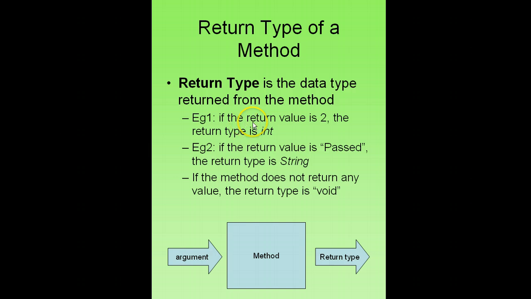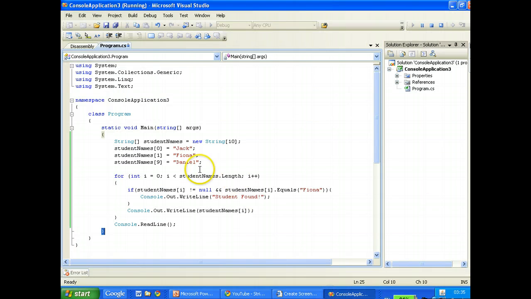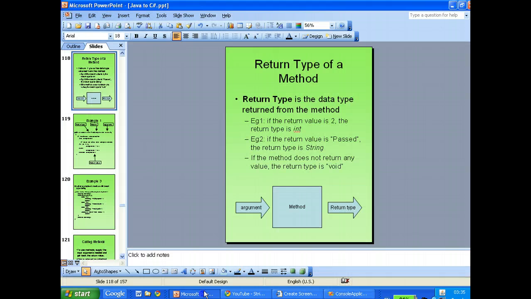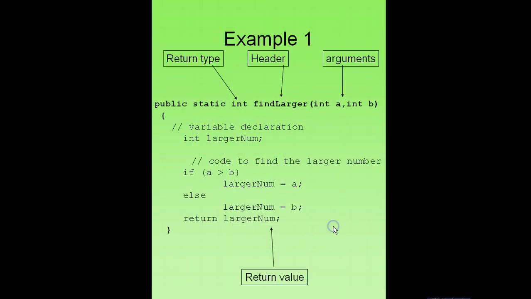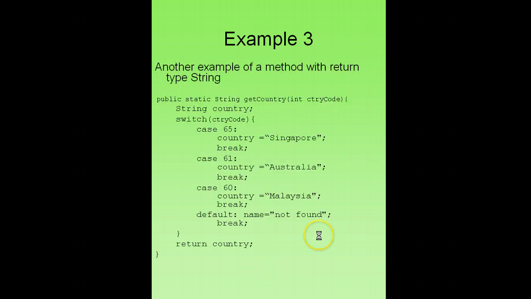For example, if the return value is 2, the return type is integer. If the return value is pass, the return type is string. If the method does not return any value, the return type is void. For example, in our case here, we do not return any value, so the return type is void. But in this example here, our return type is integer because it returns a larger number, and the type of larger number is an integer.